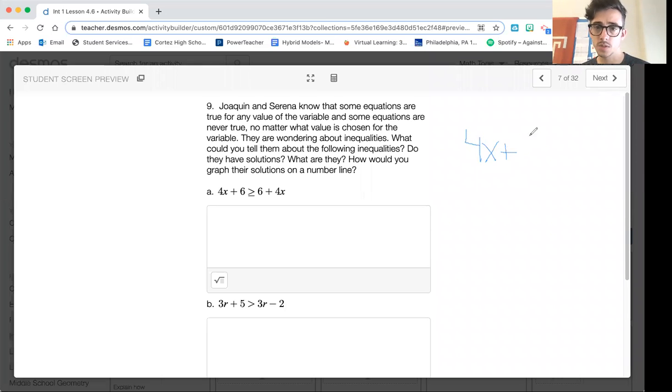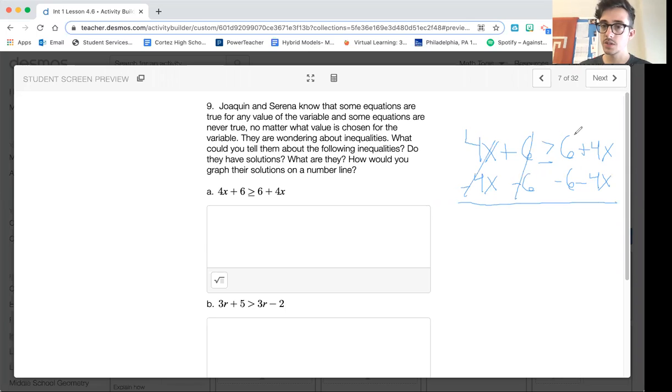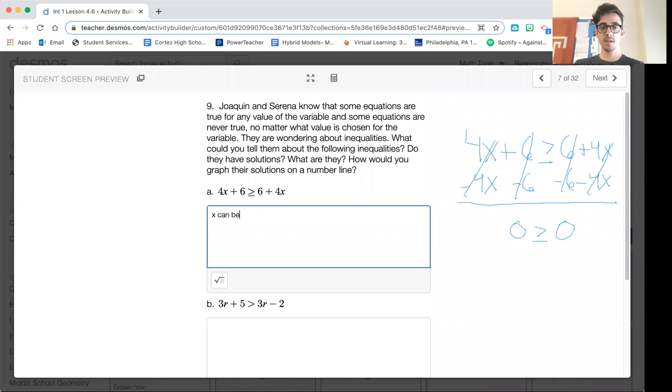We have 4x plus 6 is greater than or equal to 6 plus 4x. Move our x terms to the left or to the right, I guess you'll see here. Then try to move 6's here. You get cancellation here, and here, and here, and here. So this is actually going to say 0 is less than or equal to 0. So this means that x can be any number.